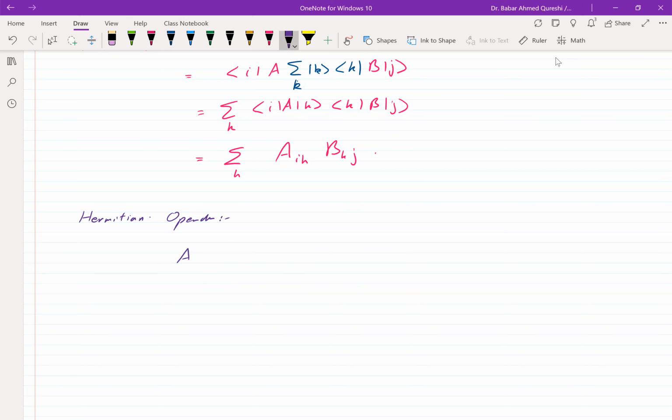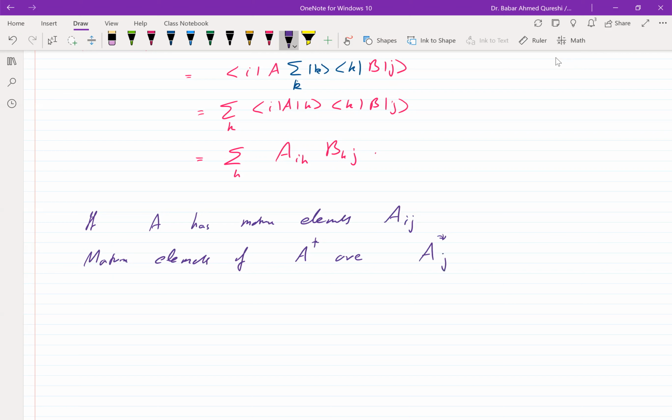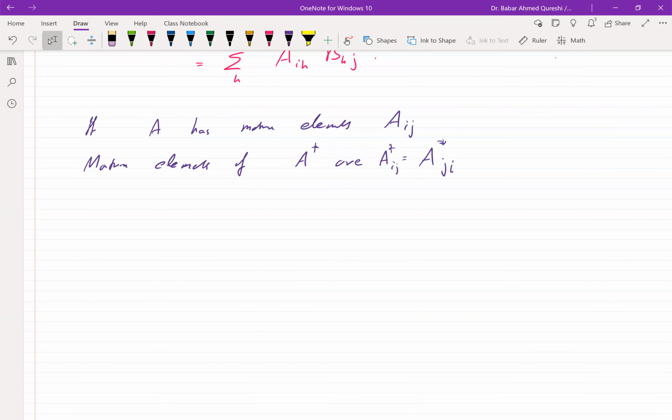So just a reminder, if you have a Hermitian operator, well, first of all, let me do something else and this will recall everything. If A has matrix elements A_ij, then the matrix elements of the Hermitian conjugate, every operator has a Hermitian conjugate, are A star_ji. So that means if I make the matrix of A, then the matrix of A dagger is going to be the transposed and then complex conjugated, the Hermitian conjugated matrix. This is called the Hermitian conjugate of a matrix.